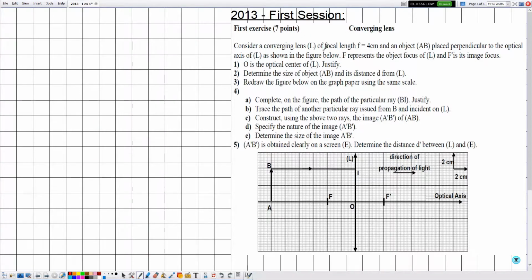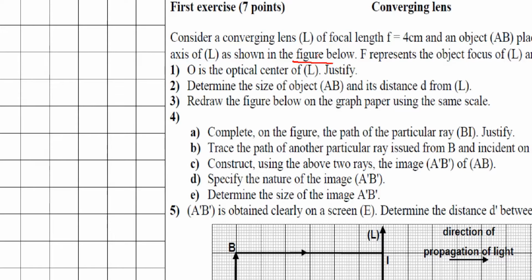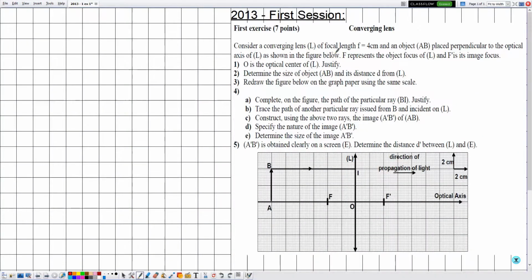Consider a converging lens L of focal length f equal to 4 centimeters and an object AB placed perpendicular to the optical axis of L as shown in the figure below. So they mentioned the figure, so now I can use it. F represents the object focus of L and F prime is its image focus.